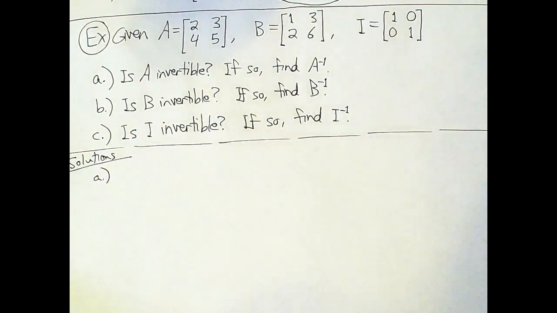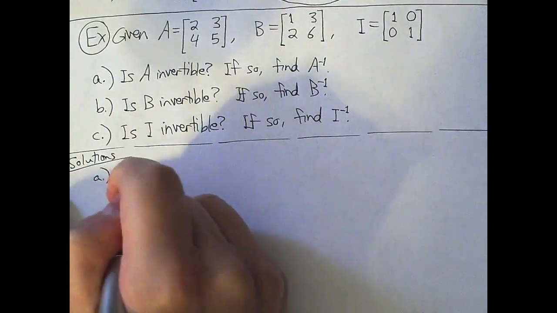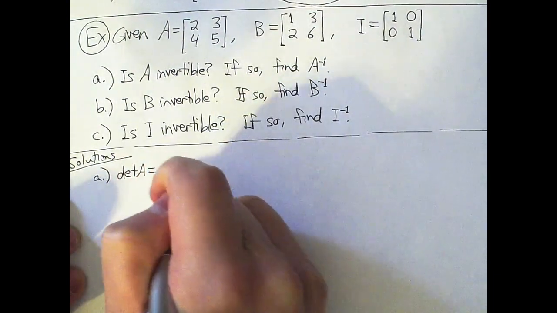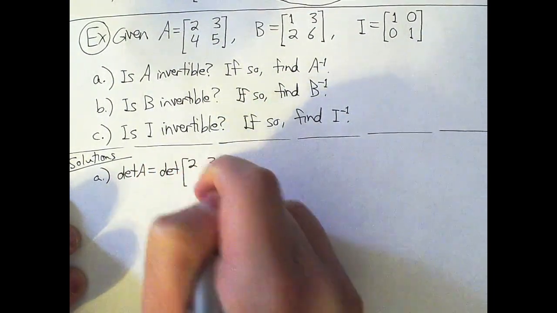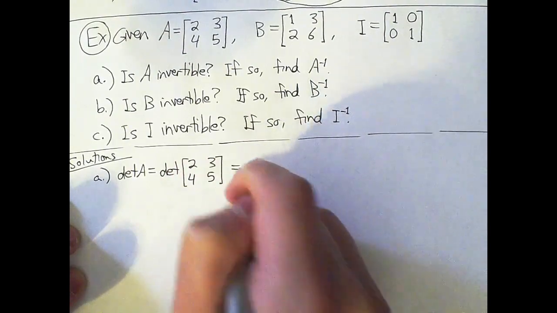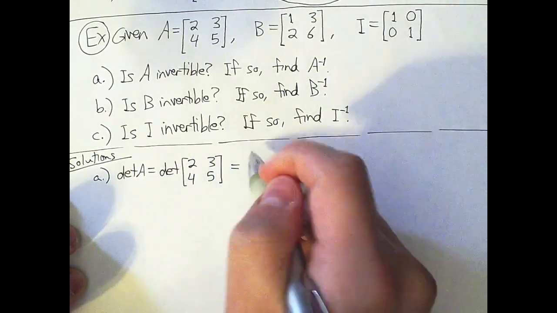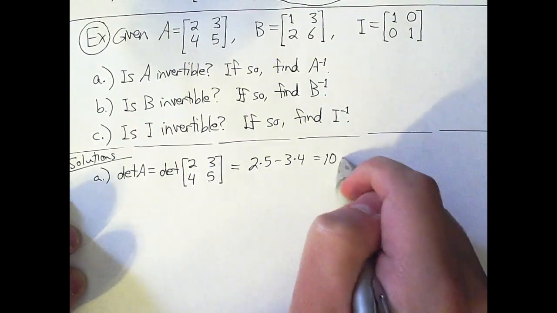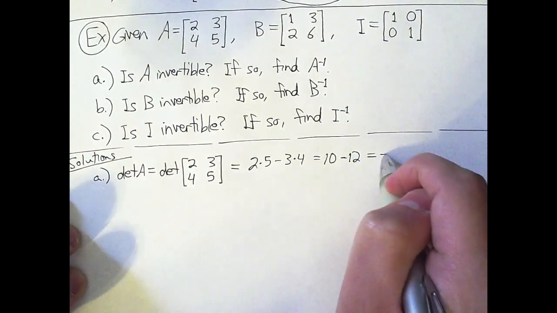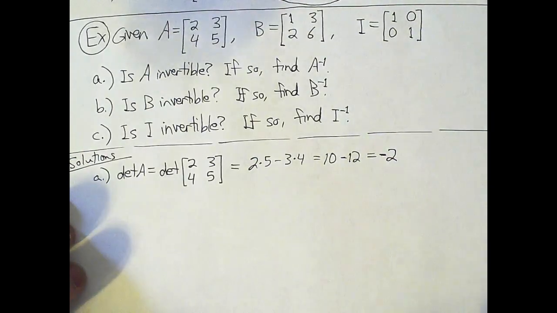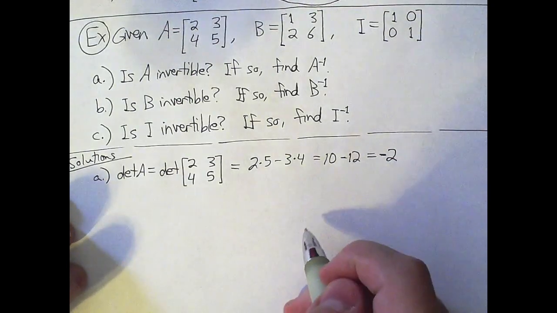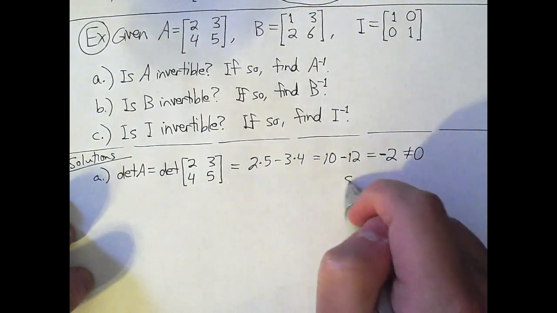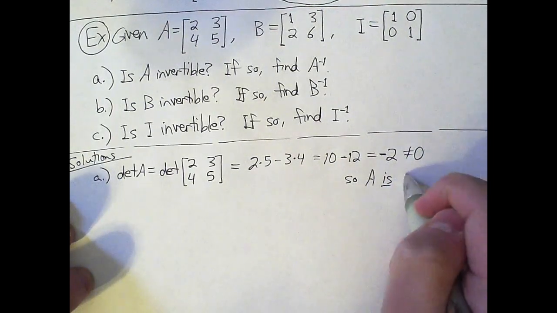All right, so let's get started with part A. Is A invertible? Well, we could check the determinant. The determinant of A is the determinant of 2, 3, 4, 5. Using AD minus BC, it's going to be 2 times 5 minus 3 times 4. So 10 minus 12. Really, I'm just checking to see if this is 0 or not. It is not equal to 0. So A is invertible.